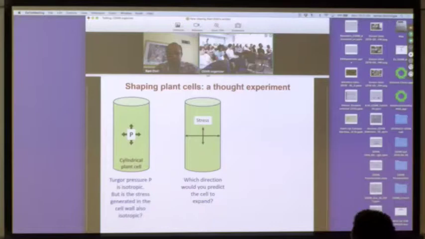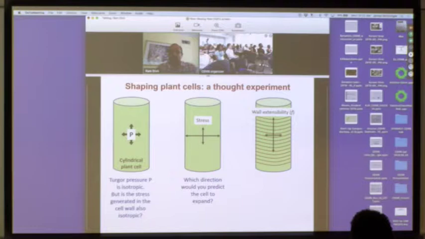Radial, right? That's what you'd expect. That's where the stress is higher. But in most plant cells, that's not what happens. The cell instead expands axially, and that's because the wall extensibility is not isotropic.